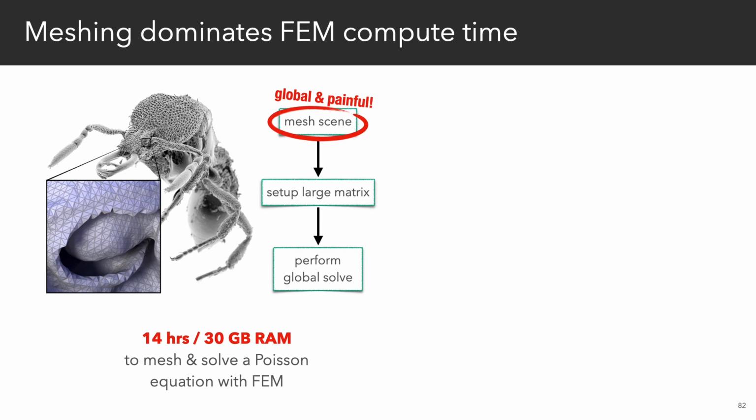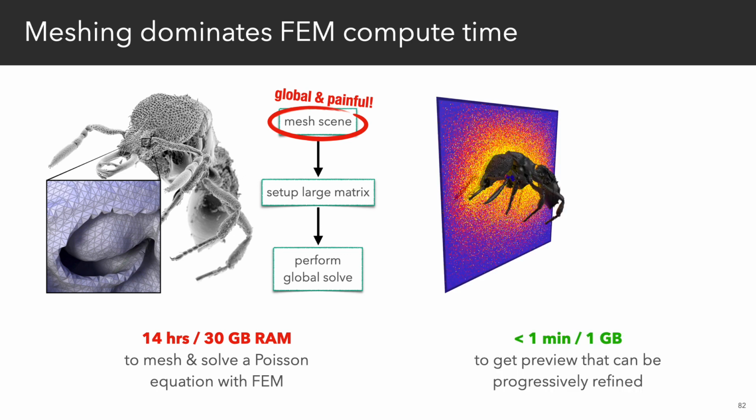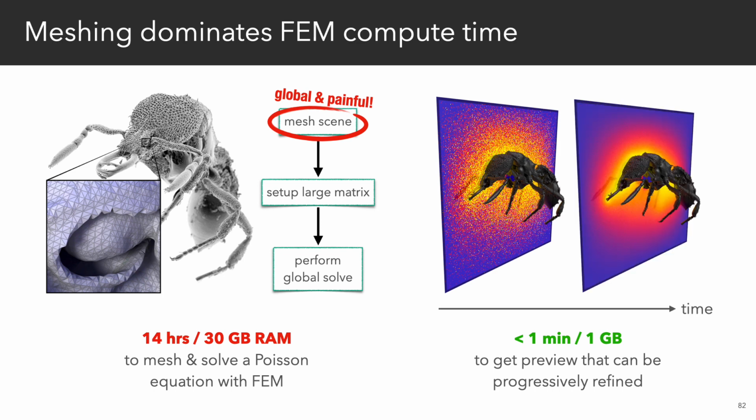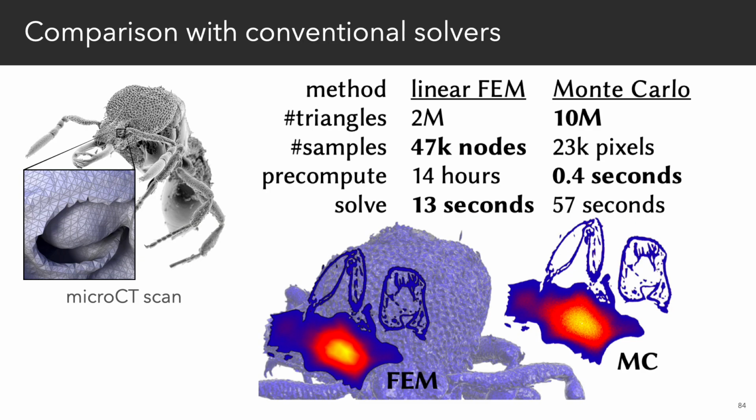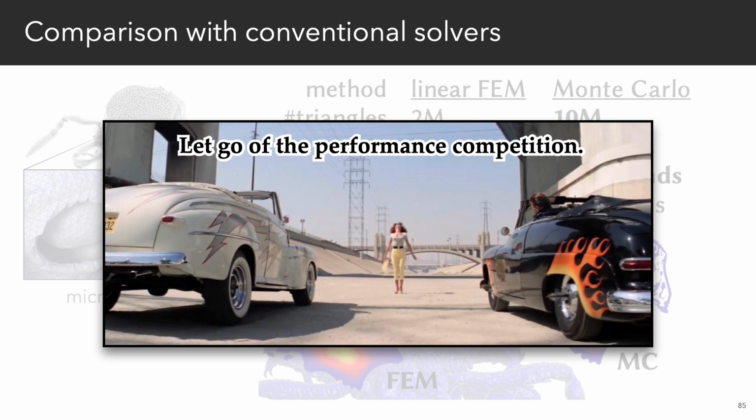For problems with complex geometry, meshing dominates FEM compute time, but with Monte Carlo, we get immediate feedback that can be progressively refined. In general, though, it's difficult to make an apples-to-apples comparison between a traditional PDE solver like FEM and walk-on spheres because they have very different characteristics. So in this example, for instance, FEM solves a Poisson equation pretty quickly once you have a mesh. Monte Carlo takes more integration time, but it also provides better spatial resolution with far less pre-computation. So overall, I think we should let go of this type of performance competition completely and instead focus on the fact that these are very different algorithms with very different potential use cases.